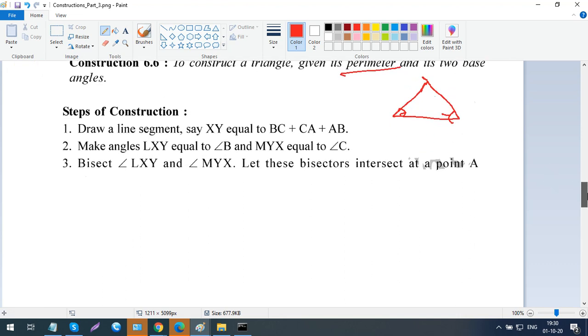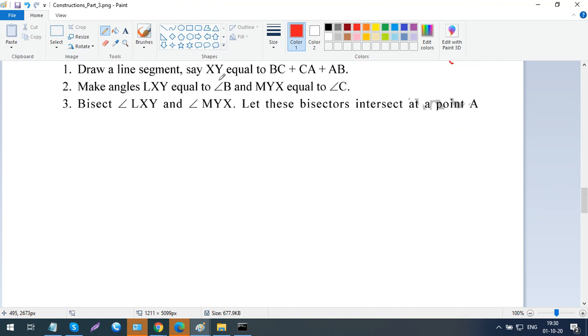First, draw a line segment, say XY, equal to BC plus CA plus AB, whatever the perimeter is given. You draw that particular line. Let us say that big line has been drawn. Let us name it X and Y. Now next, make angles LXY equal to angle B.